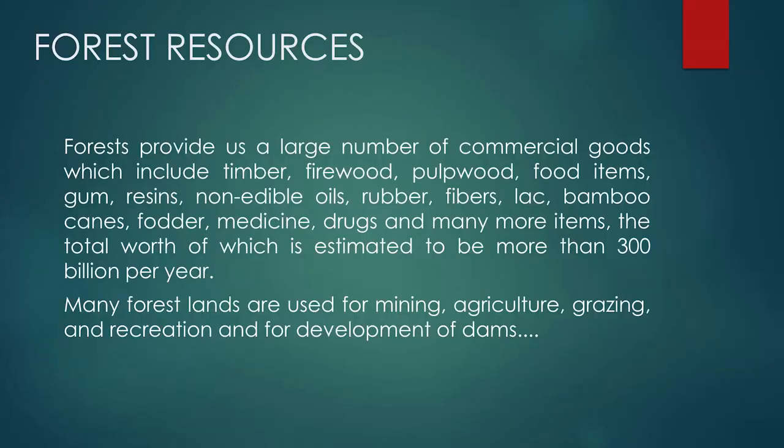Forest provides a large number of commercial goods, but this should be reduced, which include timber, firewood, pulpwood, food items, gums, resins, non-edible oils, rubber, fibers, lac. So n number of elements are there. Bamboo, canes, fodder, medicine, drugs and many more items. We have very good tribal medicines. We have Siddha, Ayurveda, which all we get from forest resources.